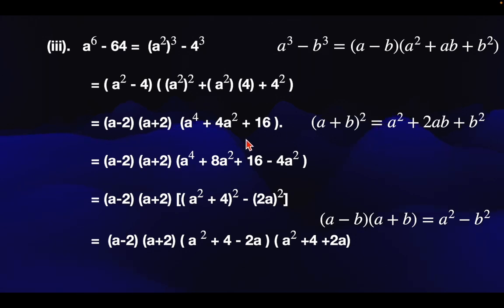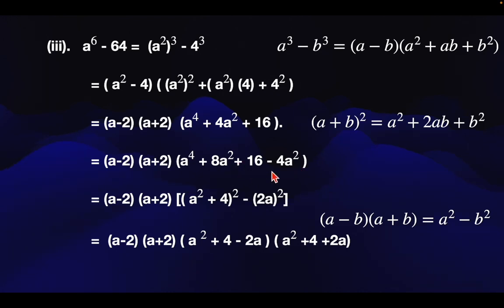If the first term here is a square, it should be 2 into a square into 4. Okay, this is also a square. We need 8a square as the middle term for this identity to be true. But we have only 4a square. So what I am going to do is I am going to add 8a square and then subtract 4a square in the end like this.